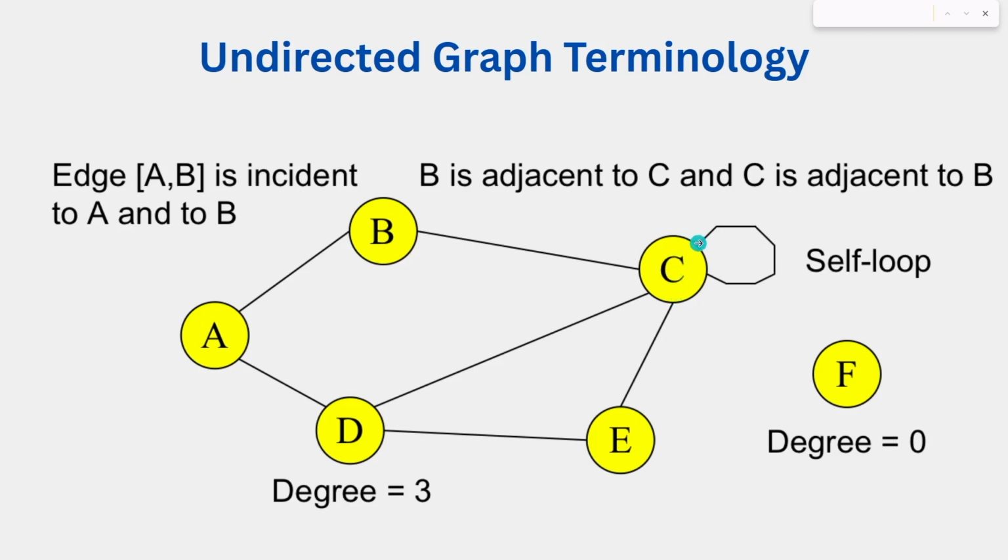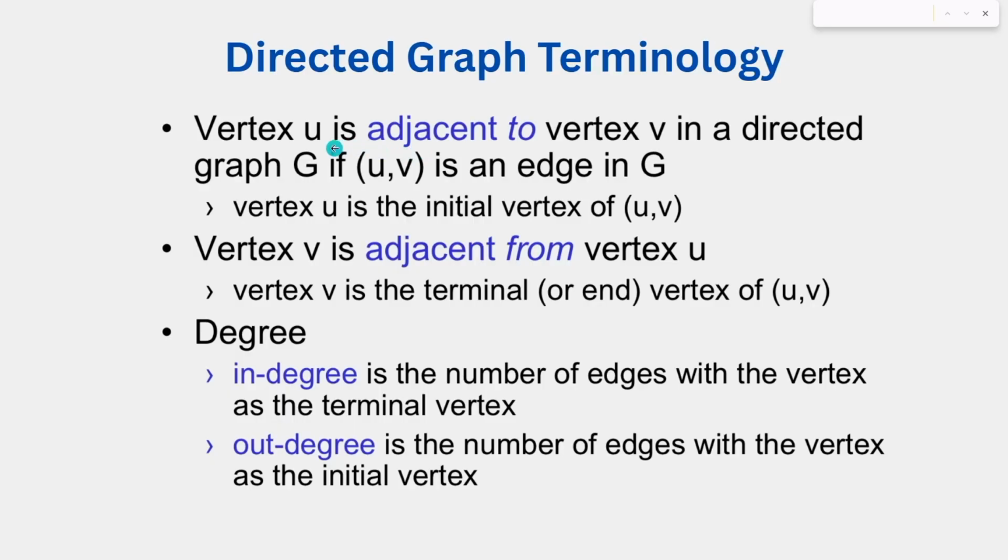And we have a self loop here for the vertex C. You could see that the edge starts from C and ends in C, and so we call this a self loop. Now, there are certain terms associated with a directed graph. One is adjacent. It is much similar to what we saw with an undirected graph. We call a vertex u adjacent to another vertex v in a directed graph, provided there is an edge between those two vertices u and v, such that vertex u is the initial vertex and vertex v is the ending or terminating vertex.